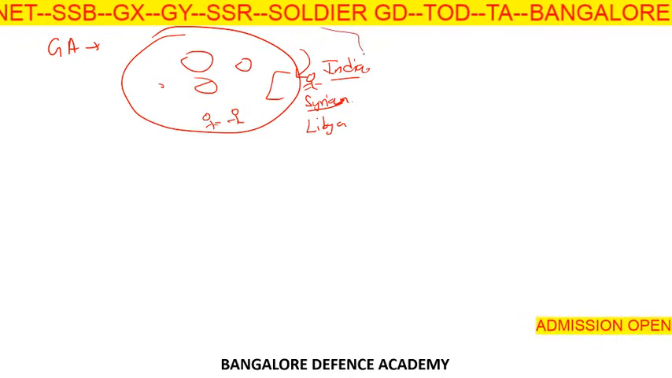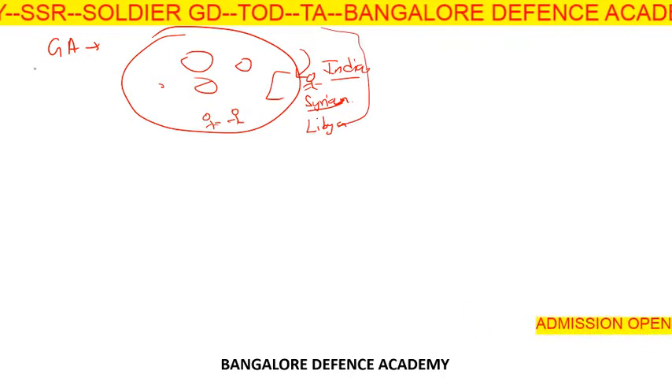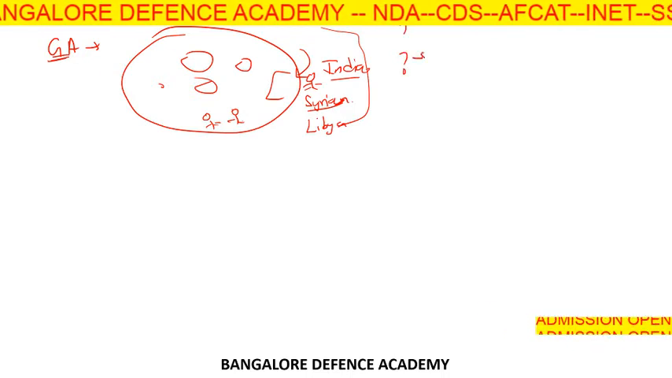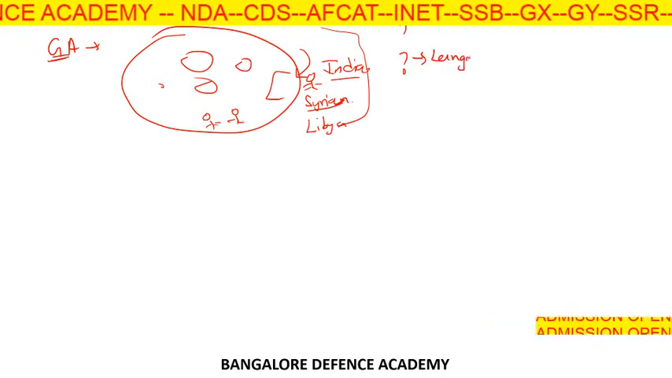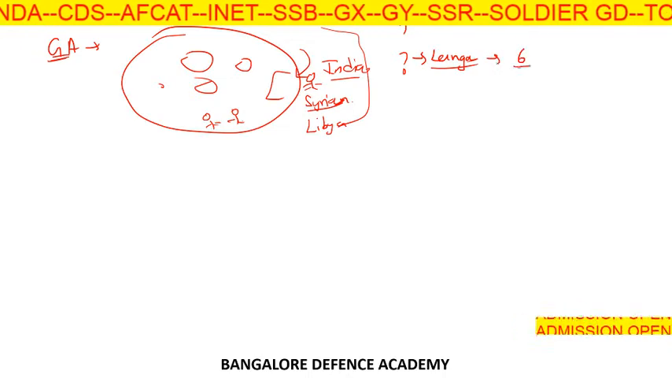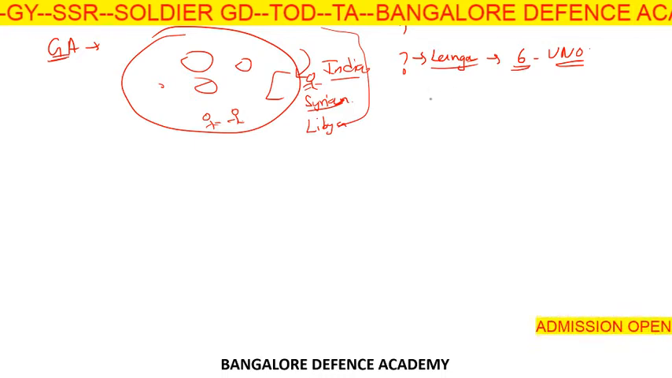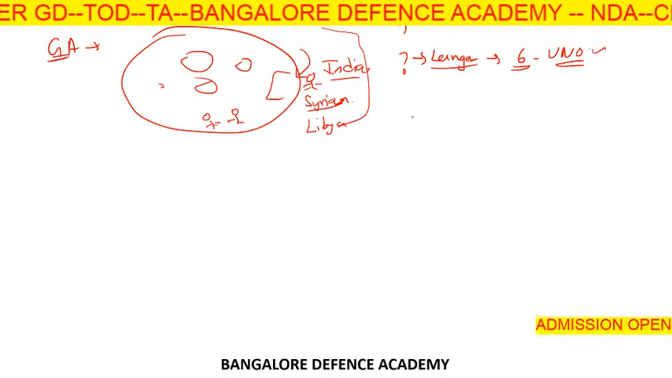Okay, so in this way things go on. Now, this is called a general assembly. Now the question is, which language do they speak? There are near about 6 official languages in the United Nations organization.